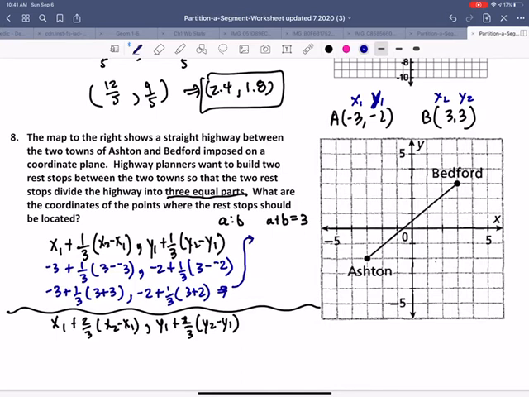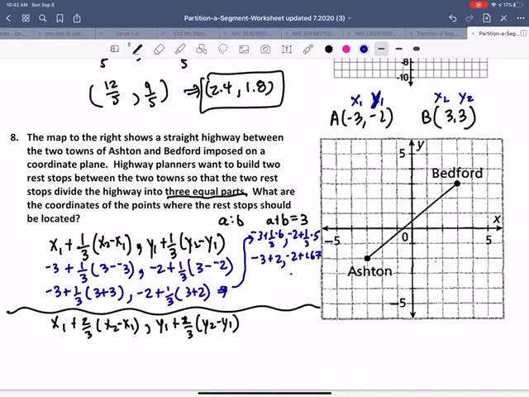Might have to kind of wrap it up here. -3 plus 1/3 times 6. -2 plus 1/3 times 5. All right, so this would be -3 plus 1 times 6 divided by 3 is 2. -2. 5/3 would be a fraction. Let's turn that into a decimal. 5 divided by 3. 1.67.